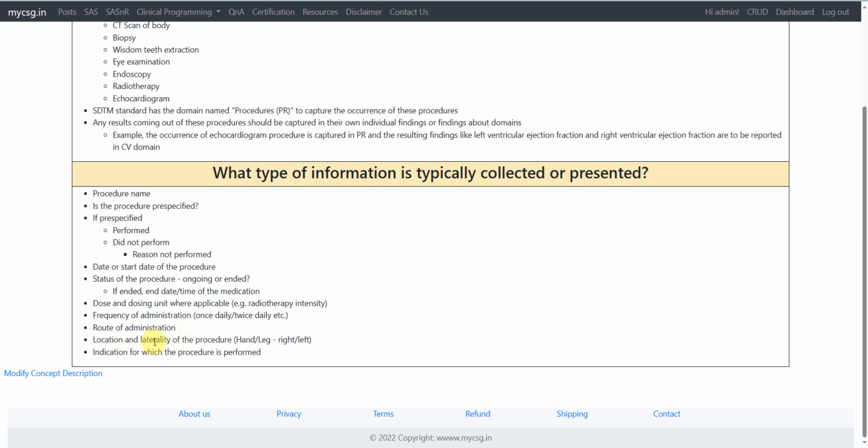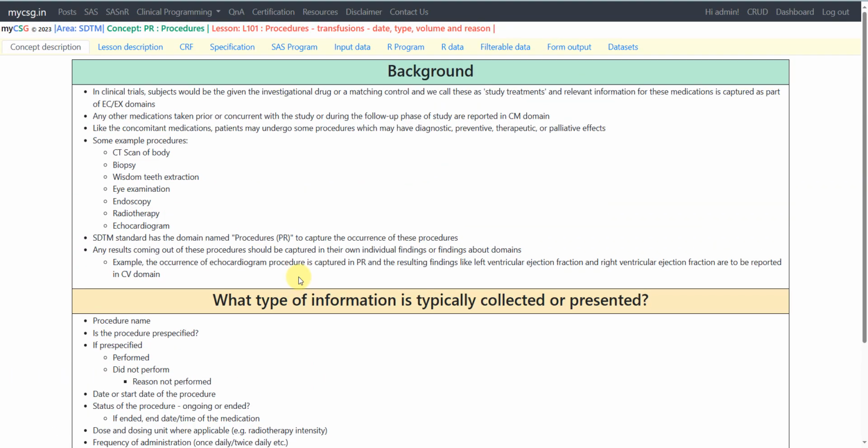And then location or laterality of the procedure. Say for example, the subject may undergo X-ray or CT scan of a specific hand or leg. Then we will be capturing that location of the procedure, and the laterality would take the values of right or left, depending on whether the laterality is applicable or not. And then the indication for which the procedure is performed. So this is some information that would be collected typically for procedures, as needed. So we will now move on to the example CRF that we would be seeing.